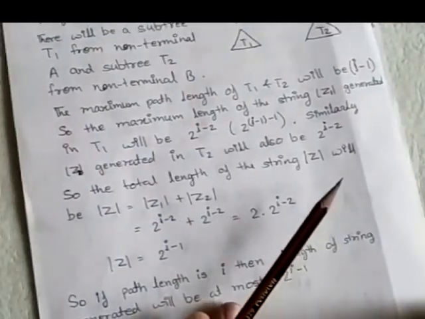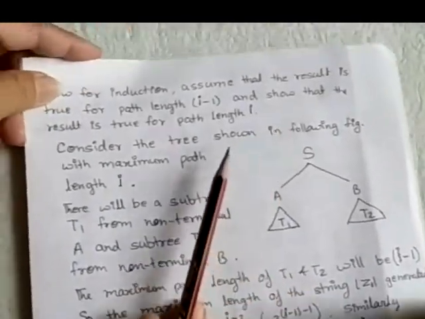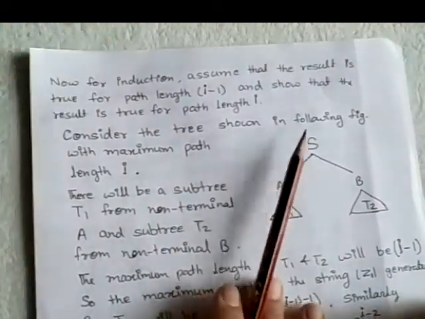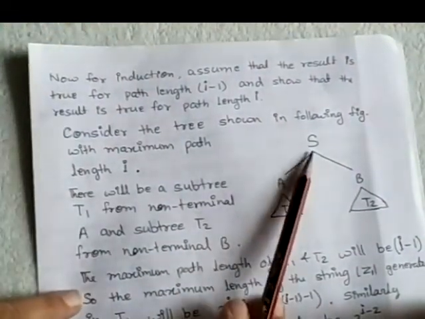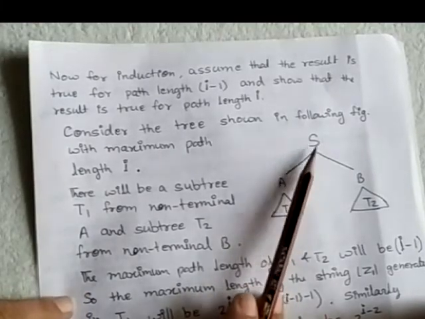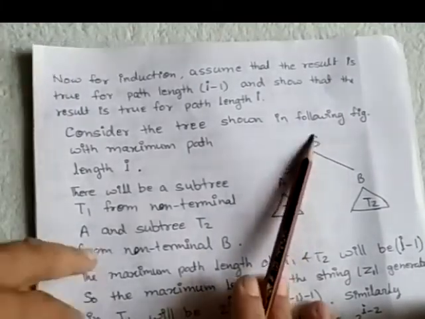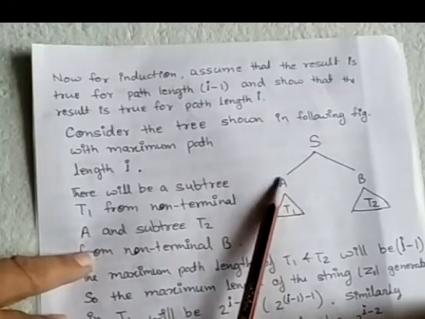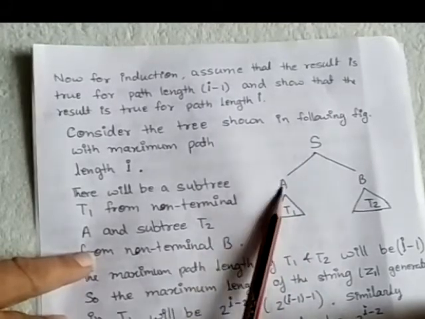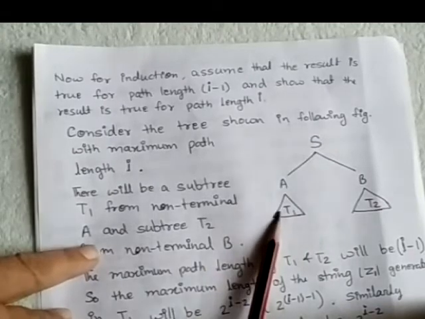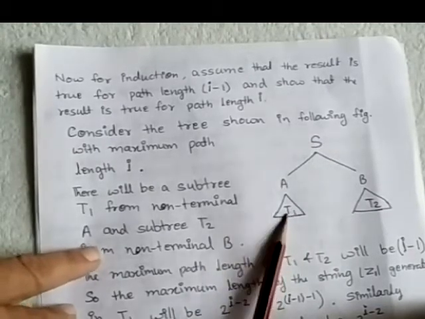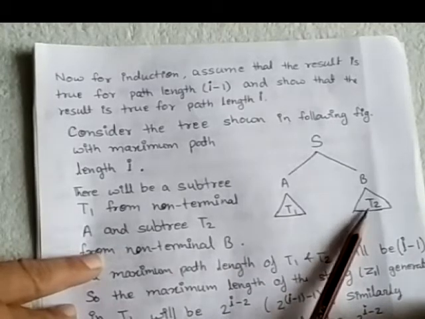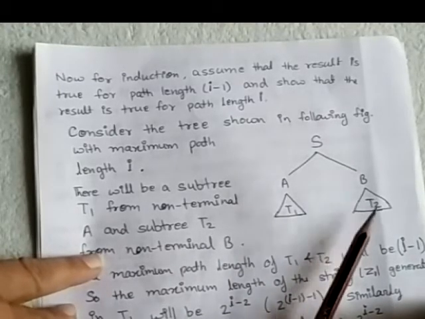Okay, now we assume that this is true for n minus 1 values. Now for this, consider this tree. This is a parse tree where S is the starting point, or we can say it is the root node. Now from S, the depth of this entire tree is I. So obviously the tree generated from A, T1, will have the depth I minus 1. Similarly, the subtree T2 will also have the depth of I minus 1.